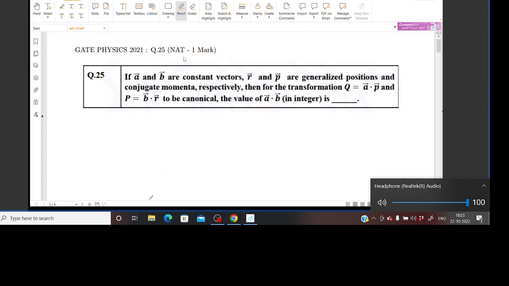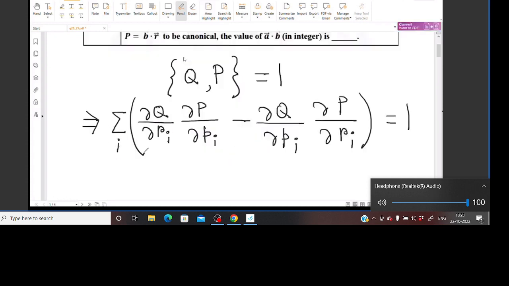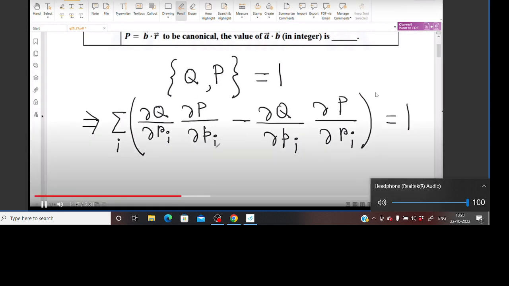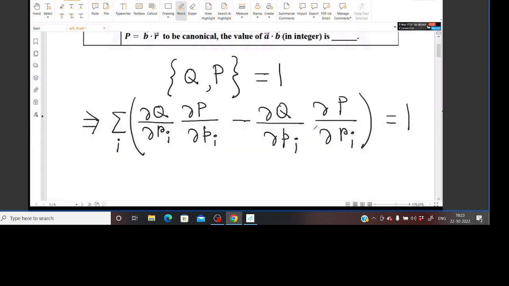Let's solve this question. If the transformation mentioned in this question is canonical, then the Poisson bracket of capital Q and capital P will be 1. This means sum over I del capital Q del Ri into del capital P del Pi minus del capital Q del Pi into del capital P del Ri is equal to 1.